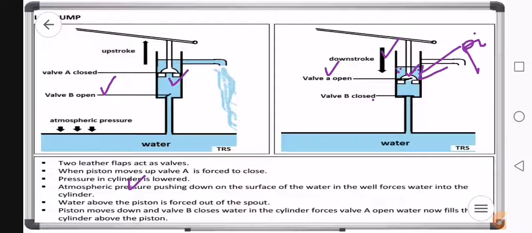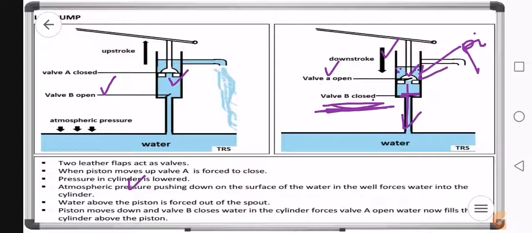And also valve B closes. Why does it close? To avoid backflow of water into the well. That's why it is closed. That's what actually happens in the lift pump on upstroke and downstroke.